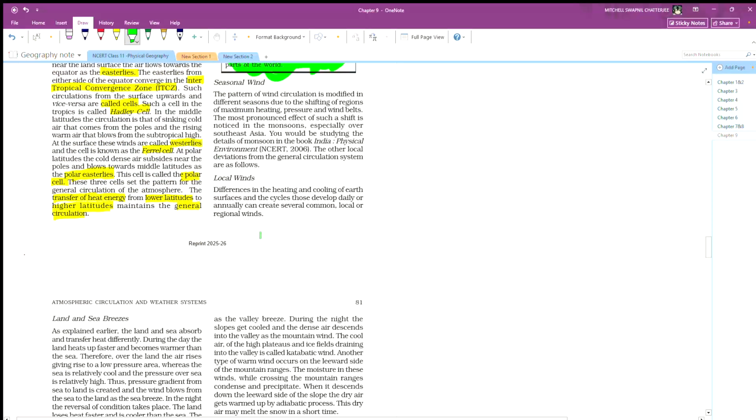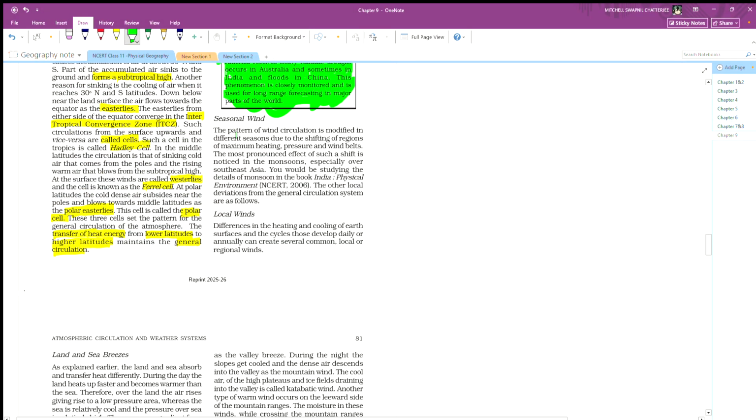Now next is the seasonal wind. The pattern of wind circulation is modified in different seasons due to shifting of the region of maximum heating. So the keywords are circulation is modified in different seasons, due to a shift in the region of maximum heat. The shifting of the region of maximum heat, pressure and wind belts is also a keyword.